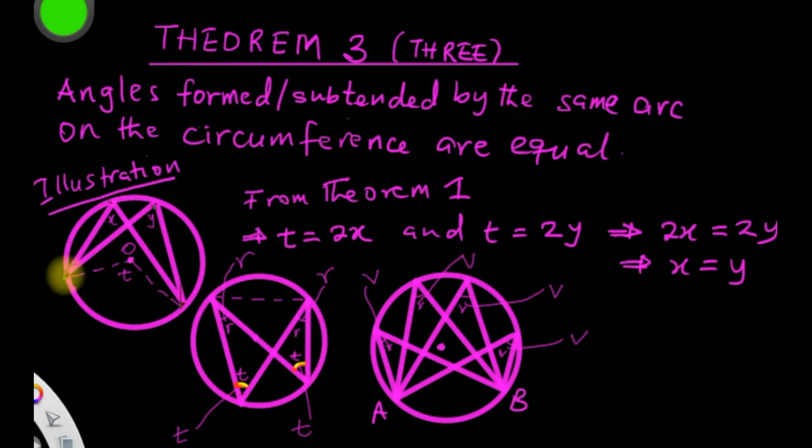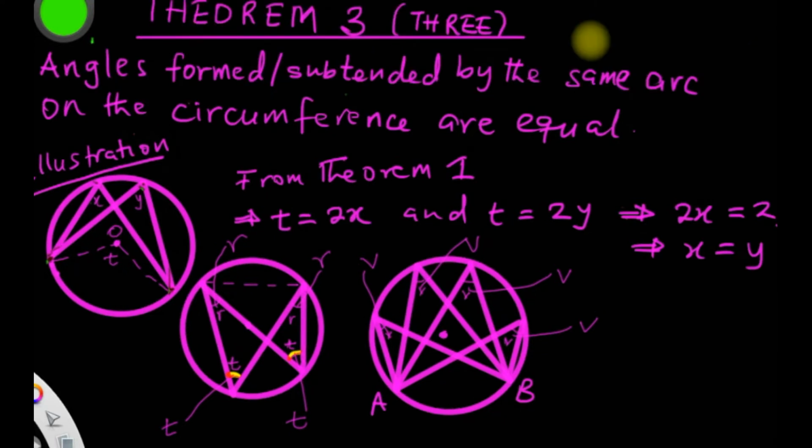If that is the case, then we can use the same arc to form this angle T at the center. Have you seen? You can form this same angle T at the center. So let us use the theorem. From theorem 1, this angle T is formed by this arc at the center, and the same arc is forming these angles y and x on the circumference. But we know from theorem 1 that the angle formed by an arc at the center is equal to 2 times the angle formed by the same arc on the circumference.